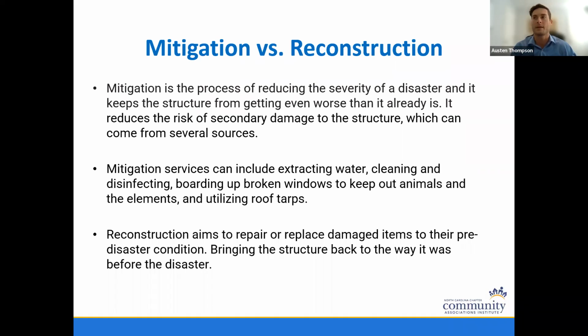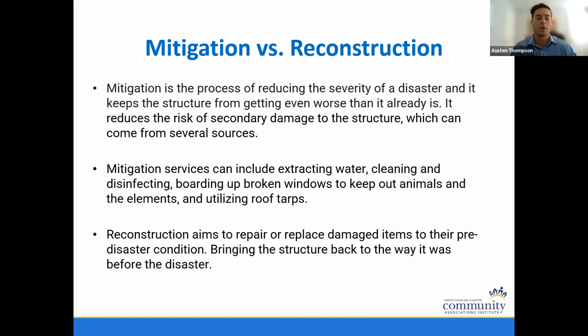And one of the big things that I like to touch on there is that minutes matter. You'll hear that a lot from us, that we need to be on site as quick as possible. And the reason for that is it's just going to save on everyone's bottom line in the end.